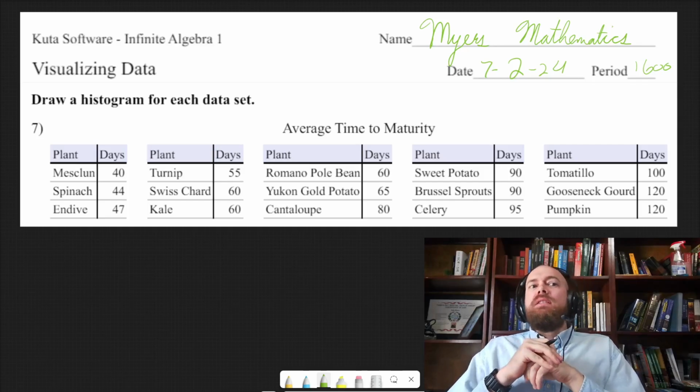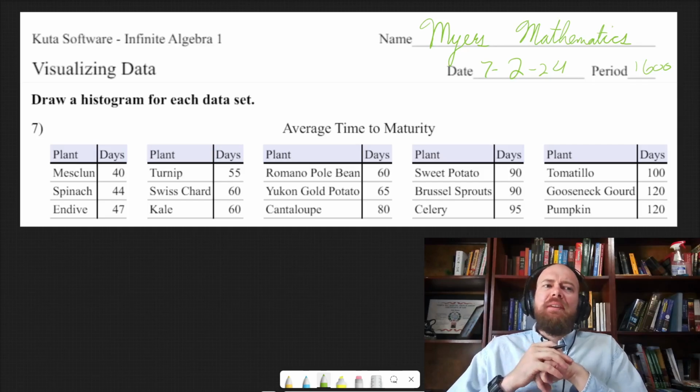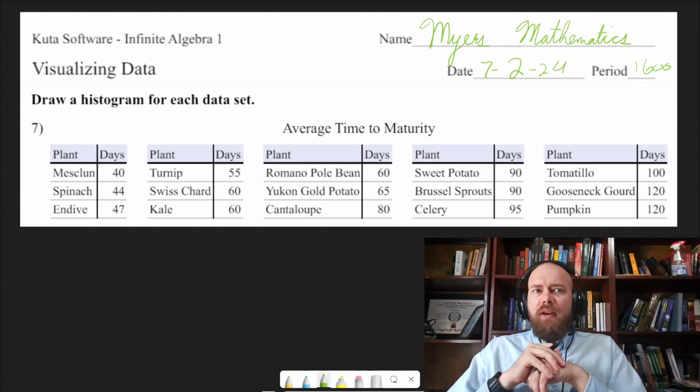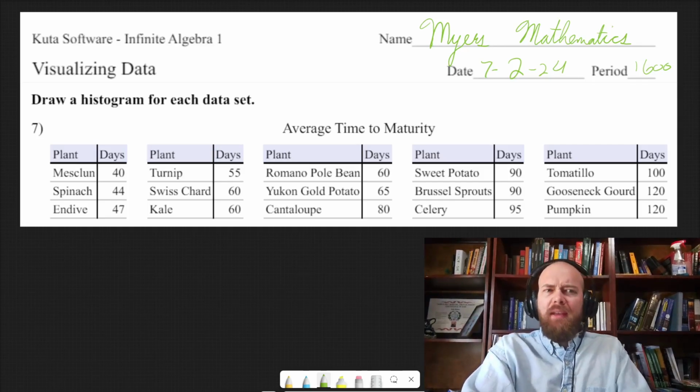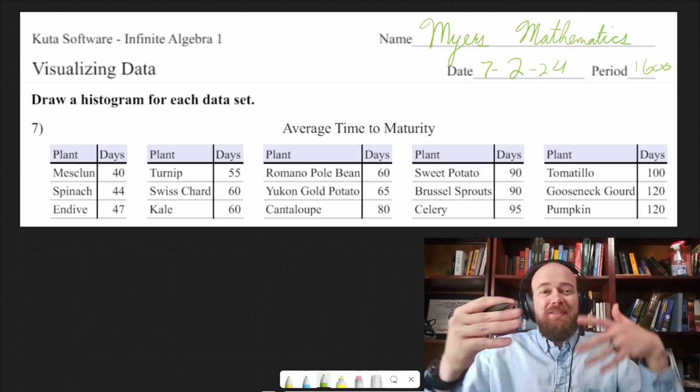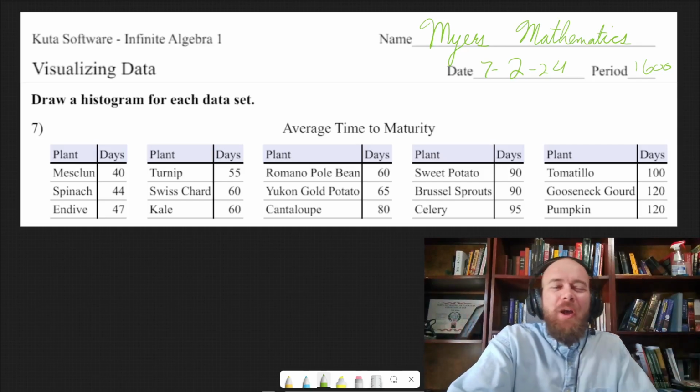This is Kuta Software Infinite Algebra 1, Visualizing Data. We're on number 7, drawing a histogram for each data set. So a histogram is kind of like a bar chart. And if you don't know what a bar chart is, then it's kind of like a histogram. We'll look at what it looks like.